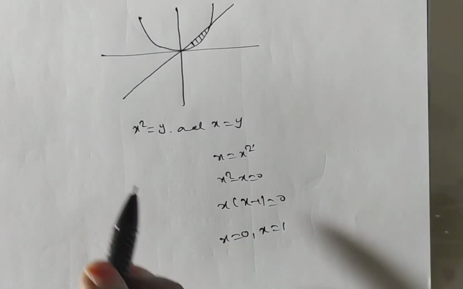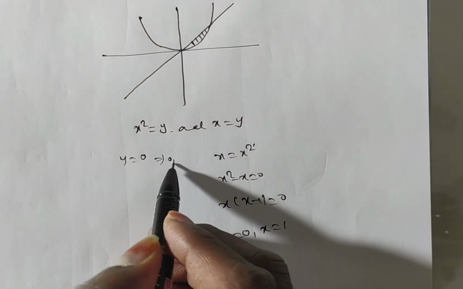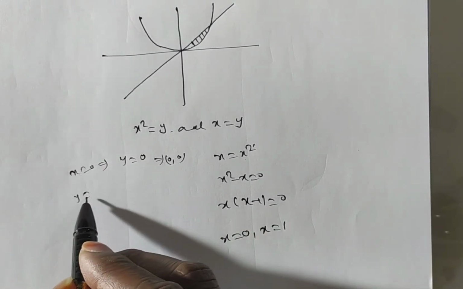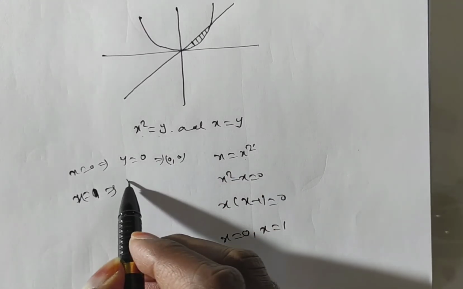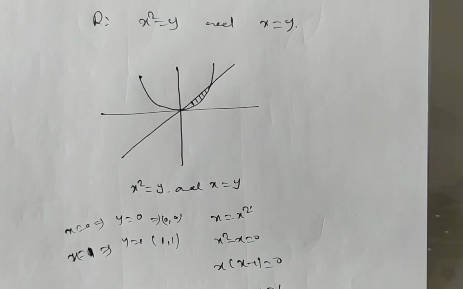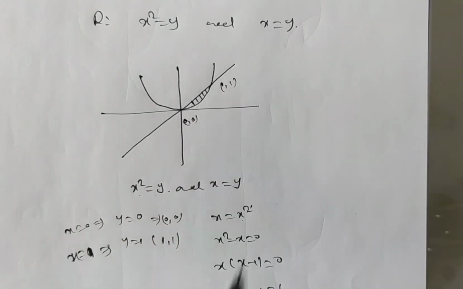So put x is equal to 0, then y is 0. That is the point 0 comma 0. Now for x is equal to 1, if you substitute, then y is equal to 1 only. So the point is 1 comma 1. So both the curves touch at 0 comma 0 and 1 comma 1.